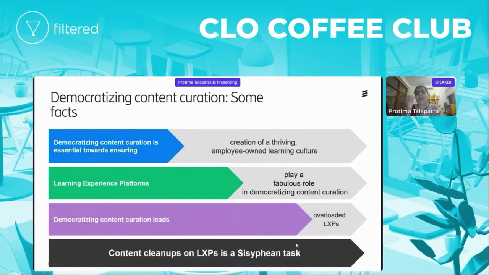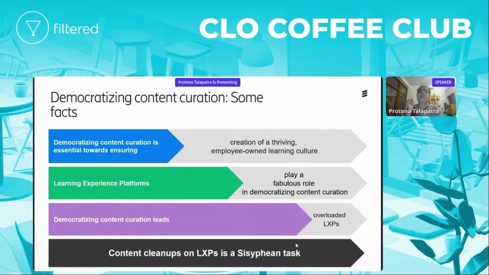There's a flip side to it: democratizing content curation leads to overloaded LXPs. Most importantly, content cleanup, and I saw somebody put in that comment, is a Sisyphean task. It just never ends. There is no way that you can clean up content as fast as people curate content. So that's the biggest dilemma, and I think that's the problem that we need to solve.